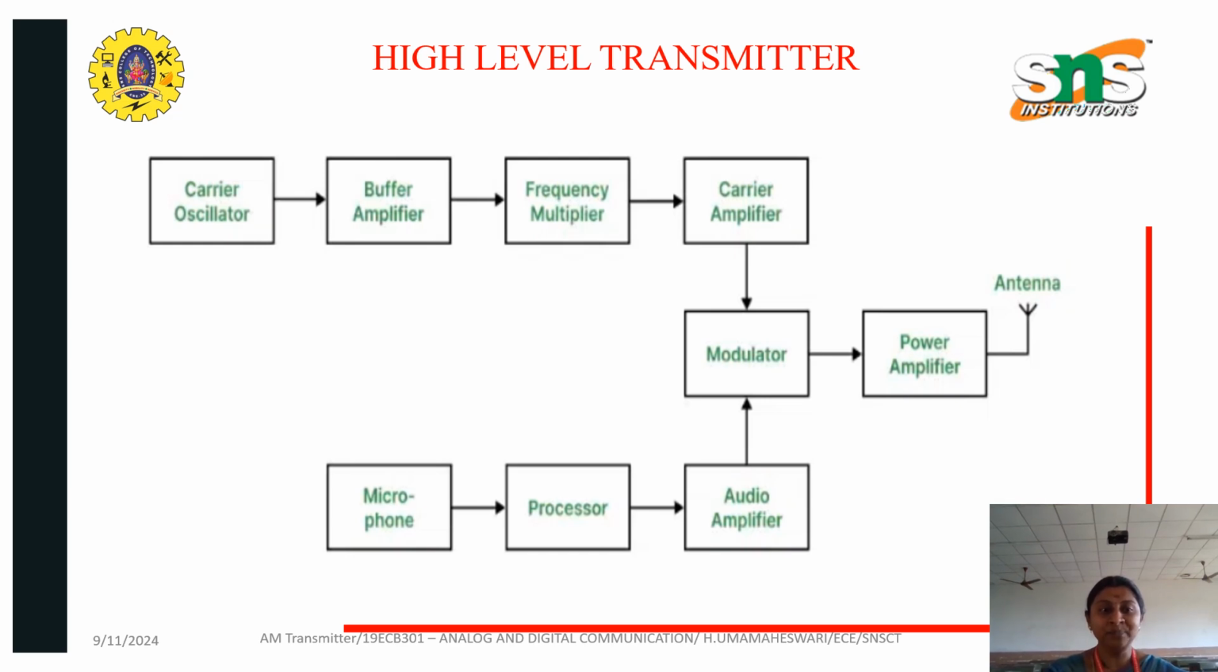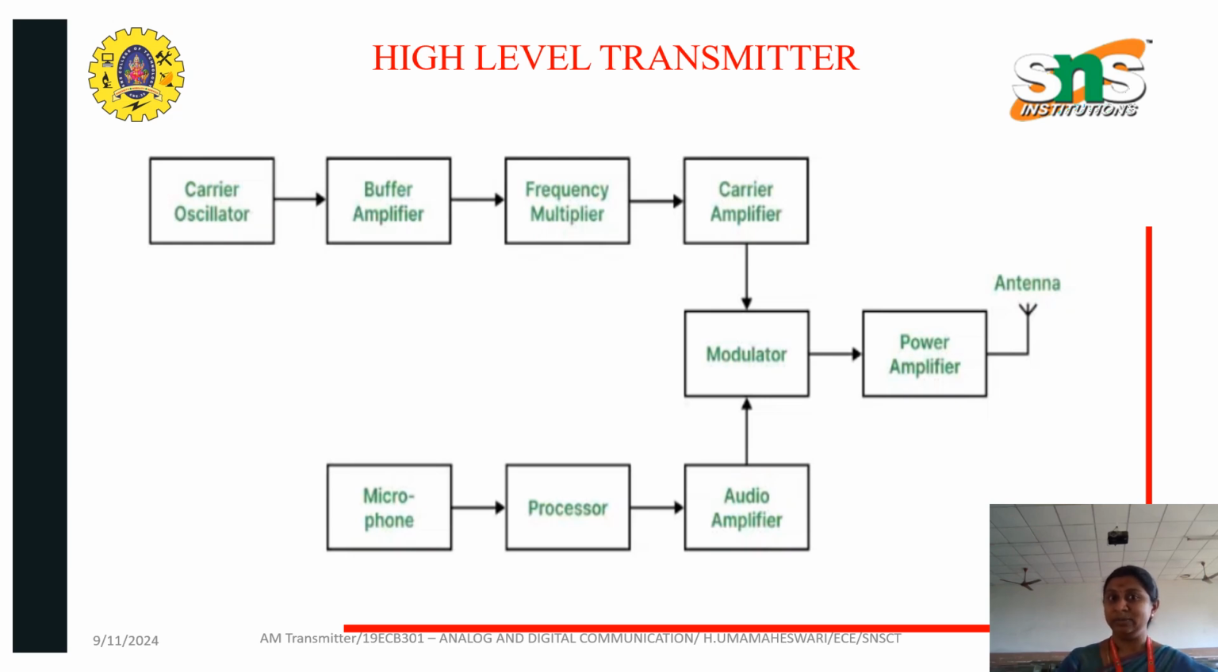This is nothing but a high level transmitter block diagram. The first block is the carrier oscillator, then the buffer amplifier, frequency multiplier, carrier amplifier, and it is given to the modulator. From the modulator, it is given to the power amplifier. The modulator needs two signals, one is a carrier signal and another one is a message signal. In the block diagram, the upper part gives the carrier signal and the lower part gives the message signal.